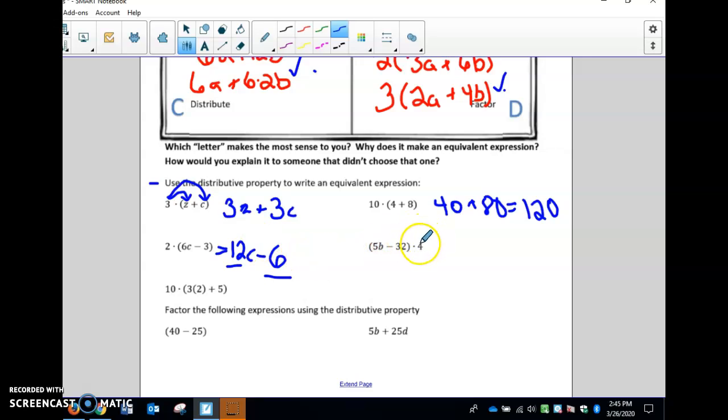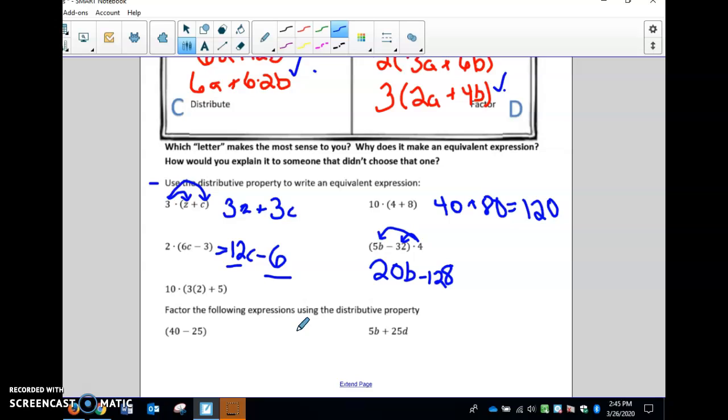And then similarly here, notice that here's multiplication. I can distribute this way, though. There's no reason that I can't. It still means the same thing. I have 5b minus 32, and I want 4 groups of it. So in this case, I've got 20b, and I've got, let's see, 32 times 4. I'm going to quickly do this here. 128 is what I got here. And so I've got an expression 20b minus 128.